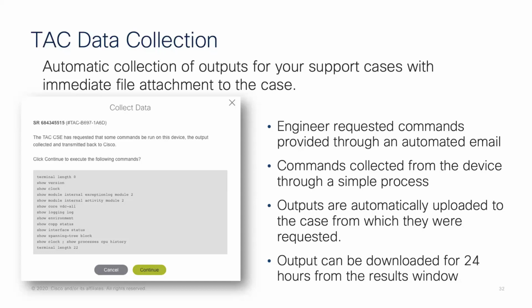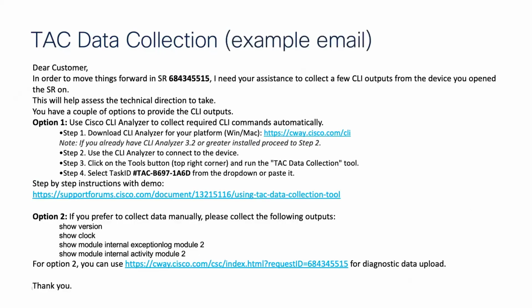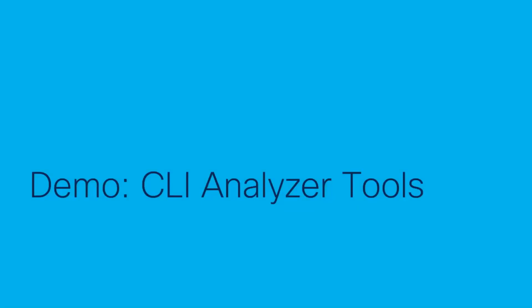When that happens, I mentioned an automated email. That email will look something like this. So it'll say, "Dear customer, on this particular case, we'd like to collect some commands. Here's a couple of options. Go download the CLI Analyzer. Here's a demo of how that works. Or you can go ahead and collect it manually, and here's the list of commands." So we're going to jump directly into the demo of the TAC data collection tool to start here.